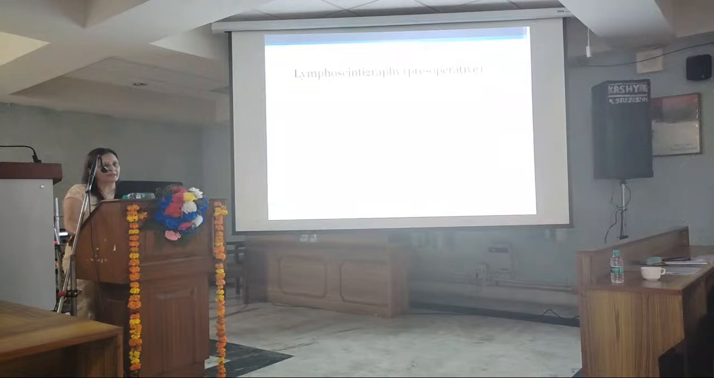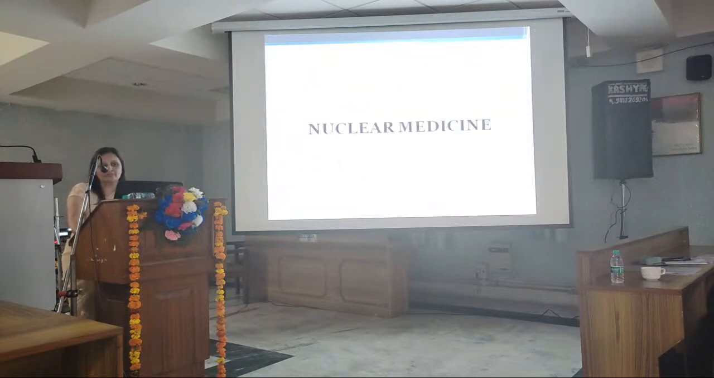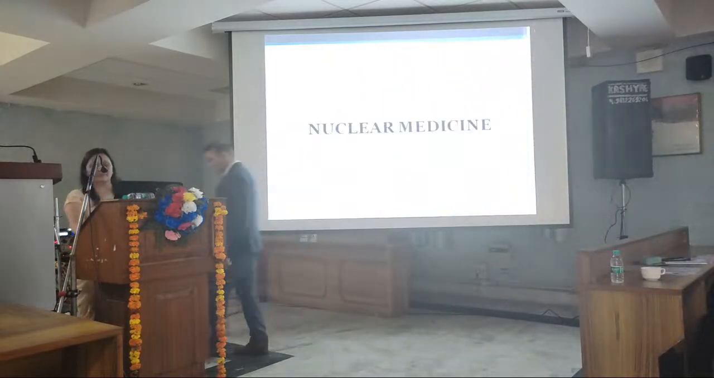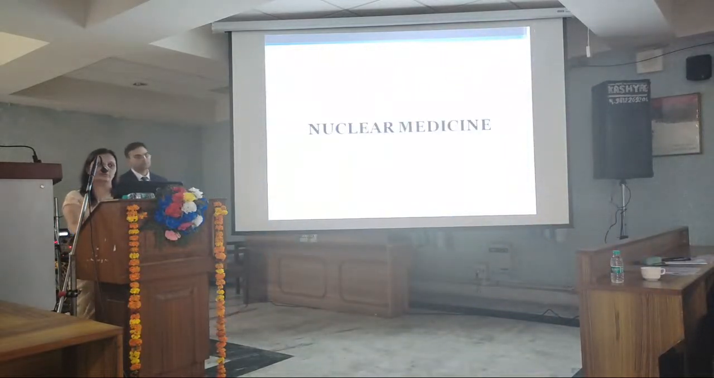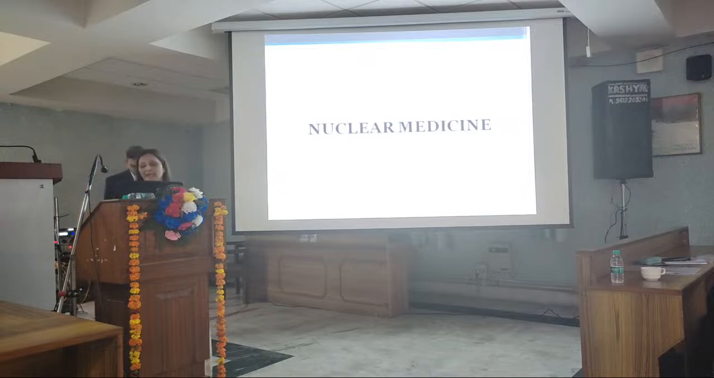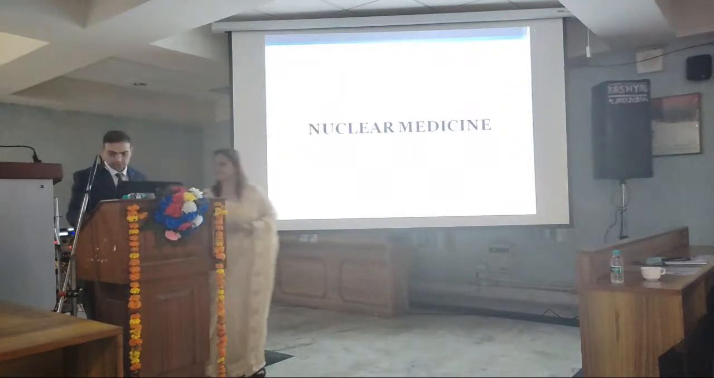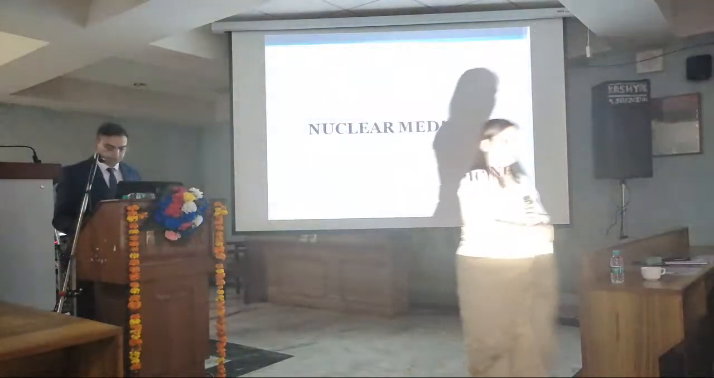Lymphoscintigraphy is done preoperatively by the nuclear medicine colleague and in the department of nuclear medicine only. The radio-guided surgery and vital blue dye are done in the surgical suite. So now I will request my nuclear medicine colleague to tell us all in detail about what radiotracers we are using, how lymphoscintigraphy is done, and about the cameras, SPECT-CT, etc. He will highlight an ideal radiocolloid. Thank you, ma'am.